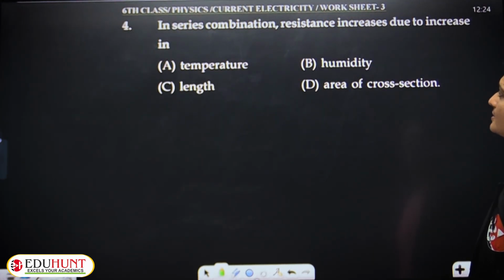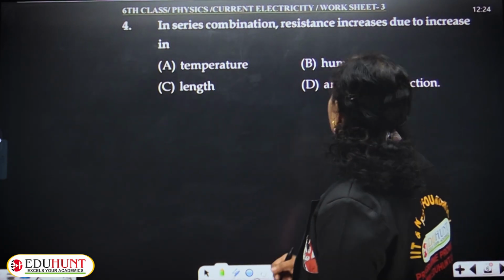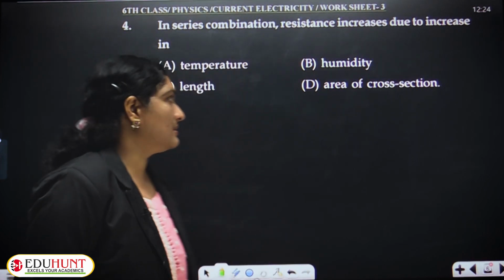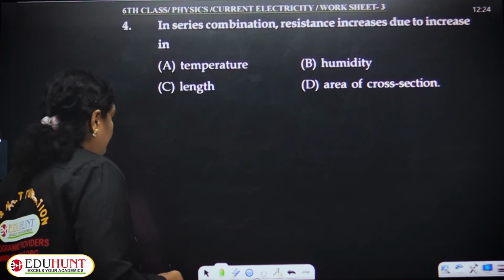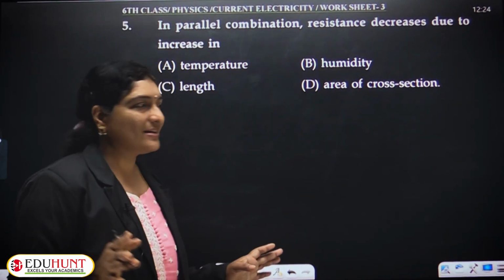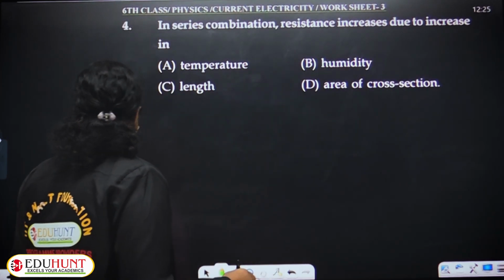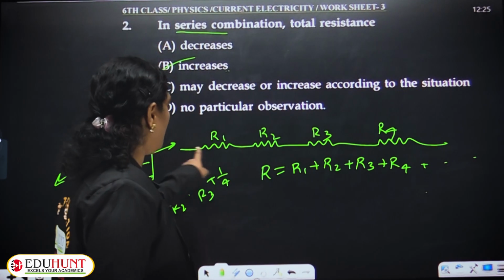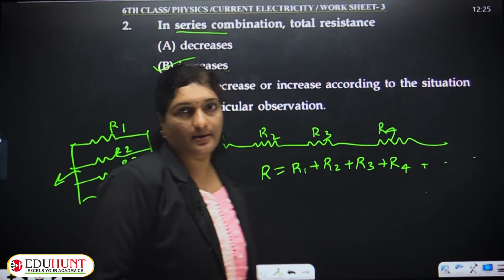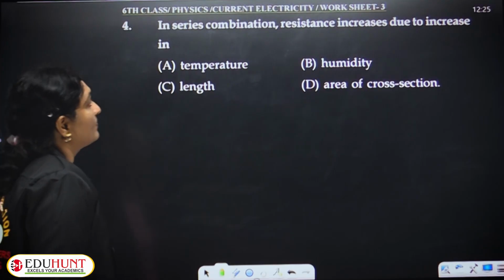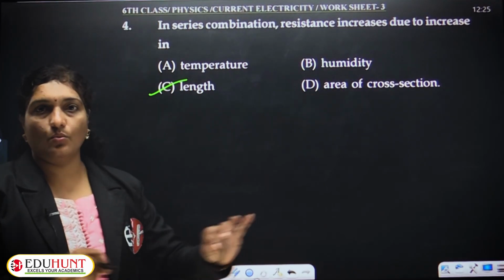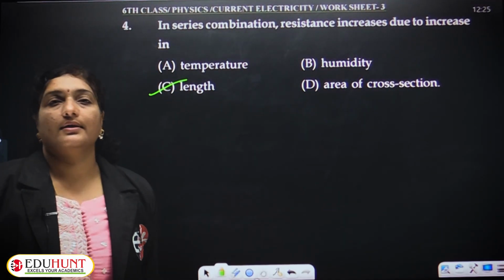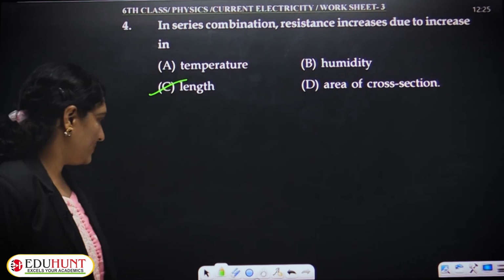Well, the next question, in series combination, resistance increases due to increase in what? There is no topic regarding temperature or humidity. What we observe is that during the series combination, the length of the conductor increases. So it increases due to increase in its length. So option C. It is all because in the series combination, the length will be increasing.